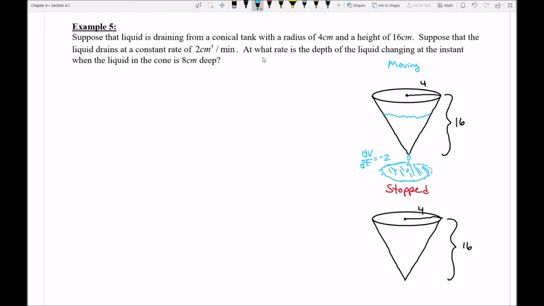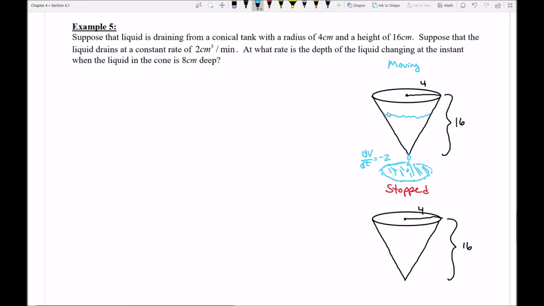So the question here is, at what rate is the depth of the liquid actually draining? Or what is the rate at which the depth of the liquid is changing at the instant when the liquid in the cone is 8 centimeters deep?